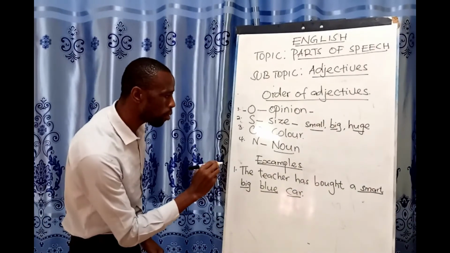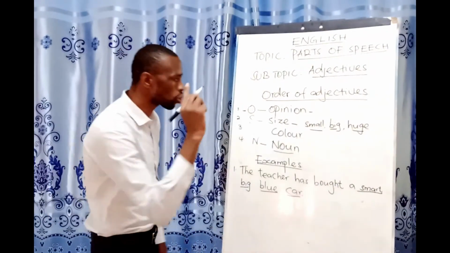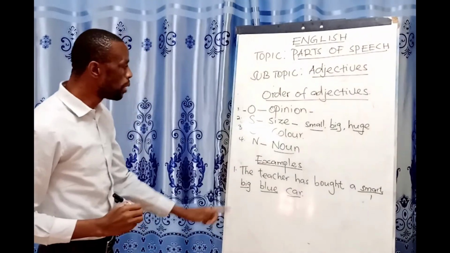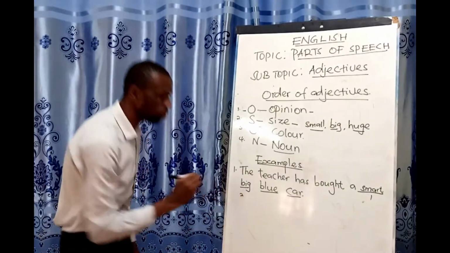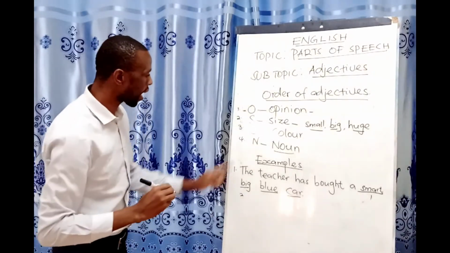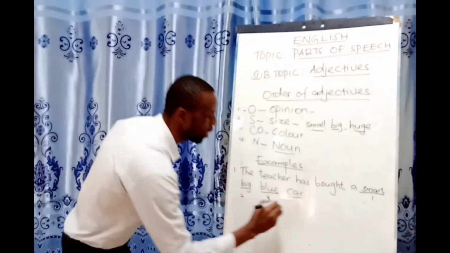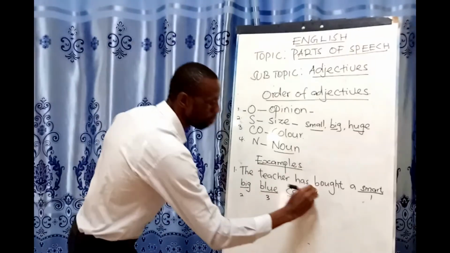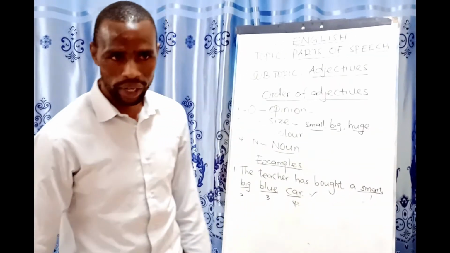The teacher has bought a smart, that is my opinion, smart, number 1. Good. Big, size, number 2. Blue, color, number 3. And the last one, noun, number 4. Our sentence becomes correct according to the order.